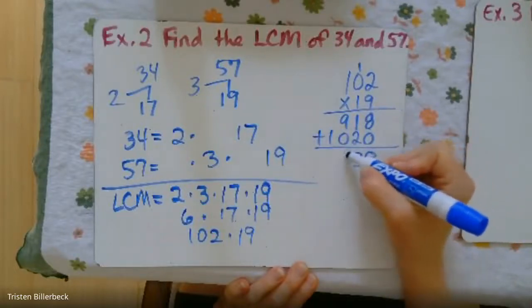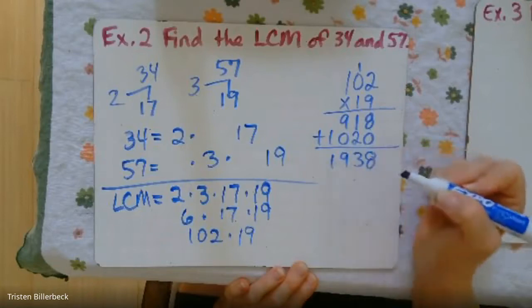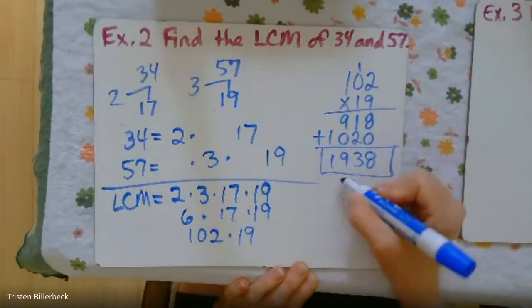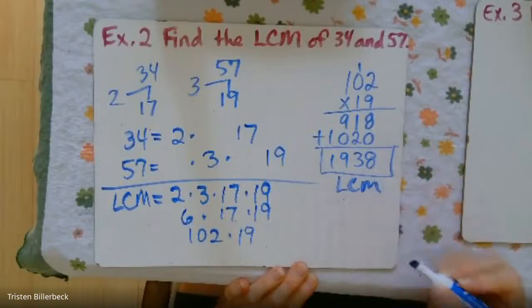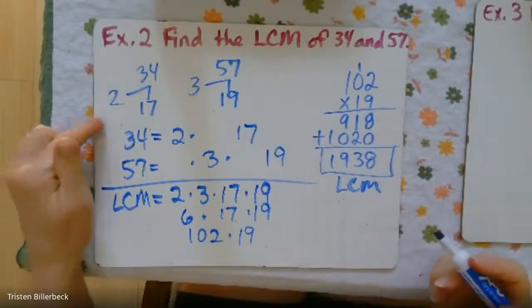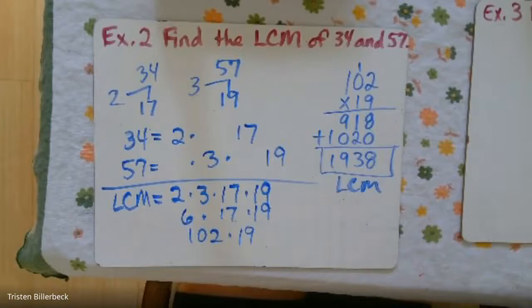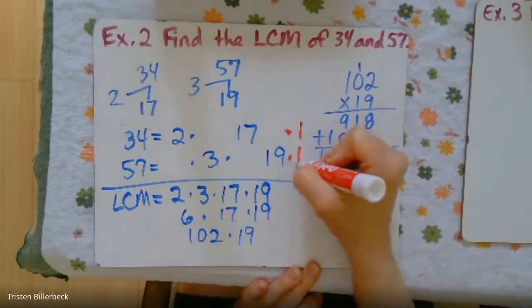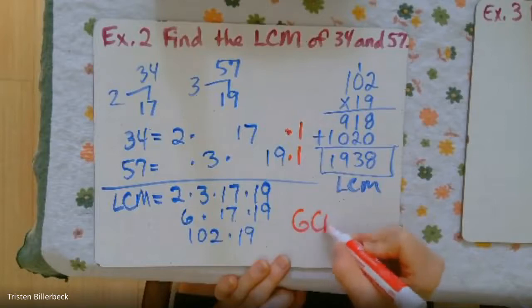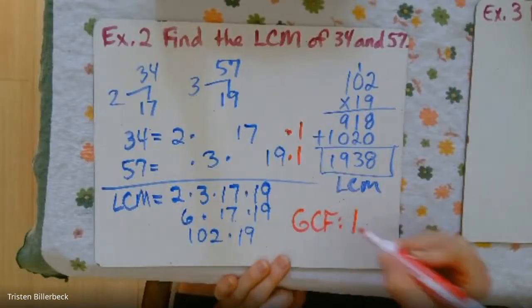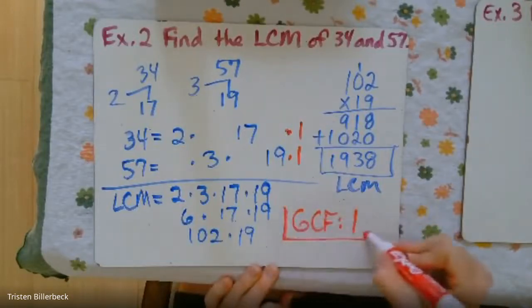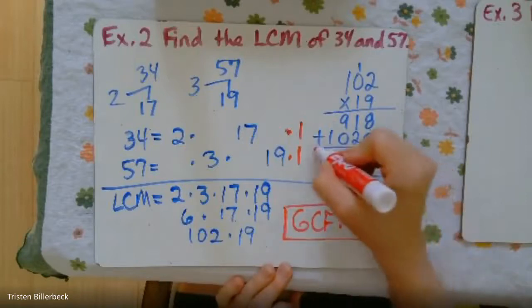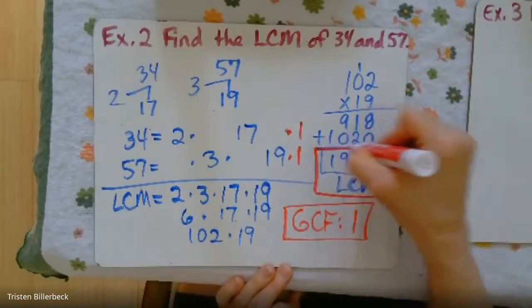So for this one, we get a very big number for the least common multiple. Okay, do they have a greatest common factor? Okay, we didn't see one, but what didn't we write down? We didn't write down times 1. So their greatest common factor is 1. Least common multiple is this huge number.